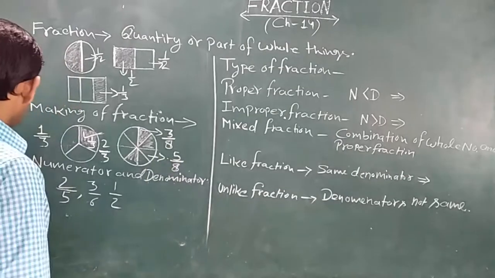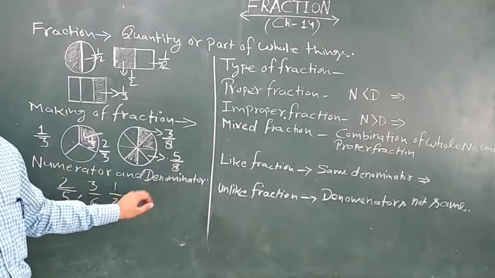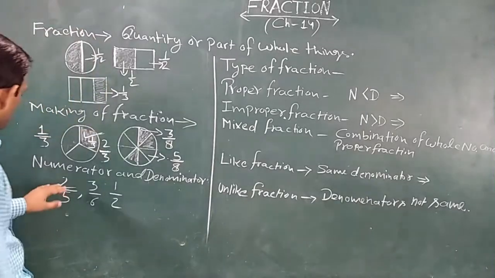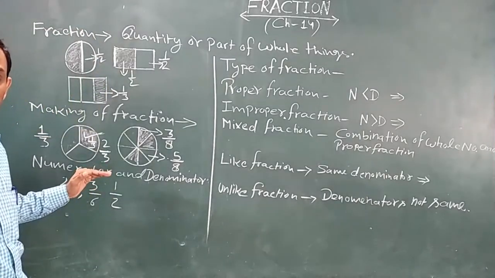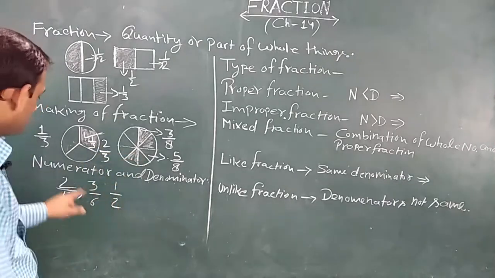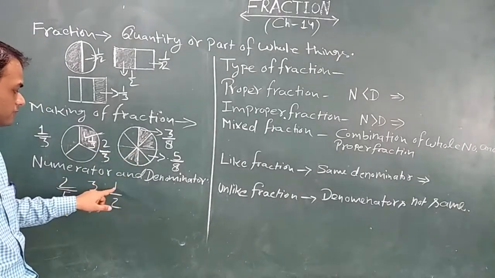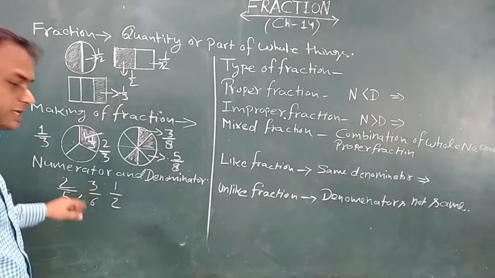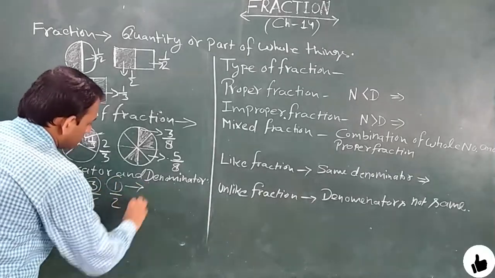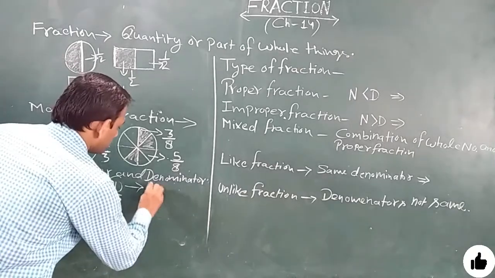But now, numerator and denominator. What are the numerator and denominator in the fraction? All the numbers which we write above the line are called the numerator. 2, 3 and 1. These are all written above the line, and these all are called the numerator.